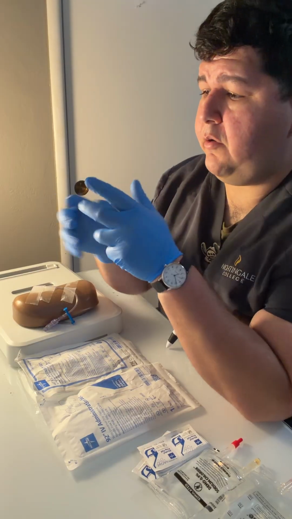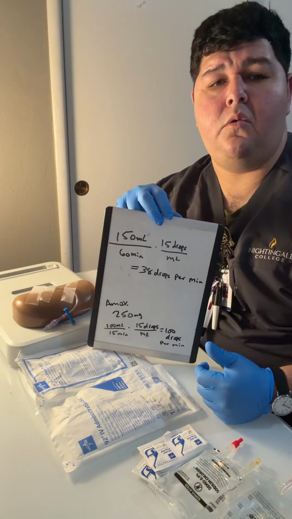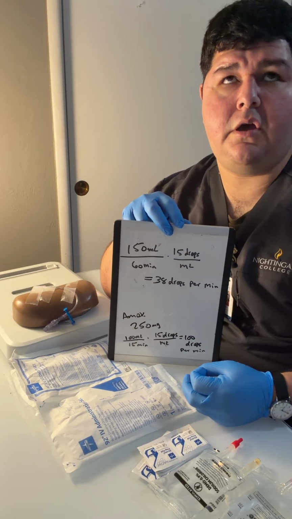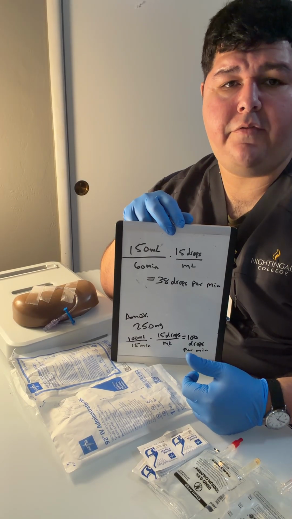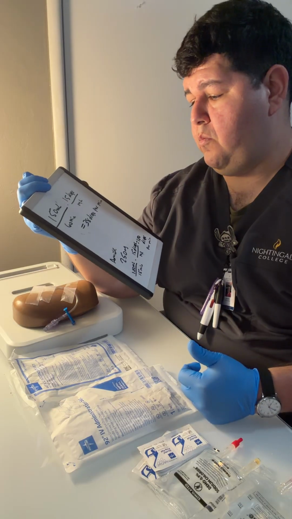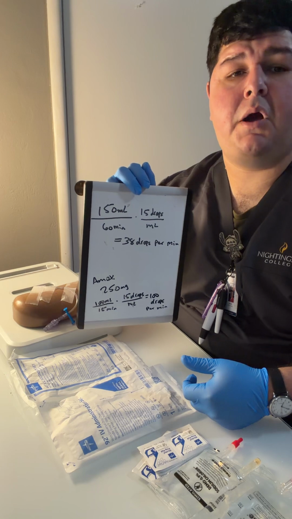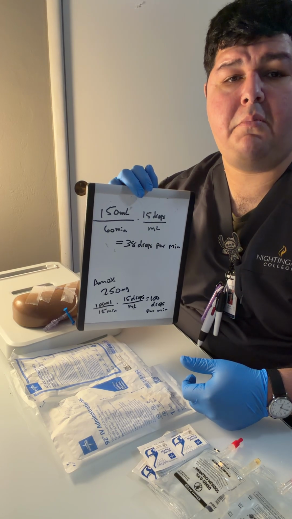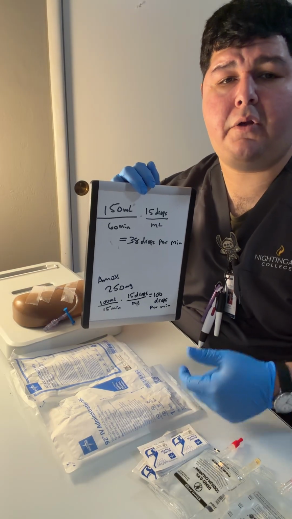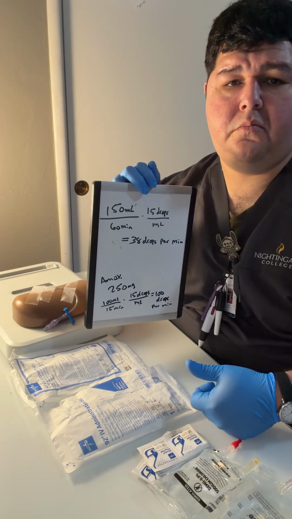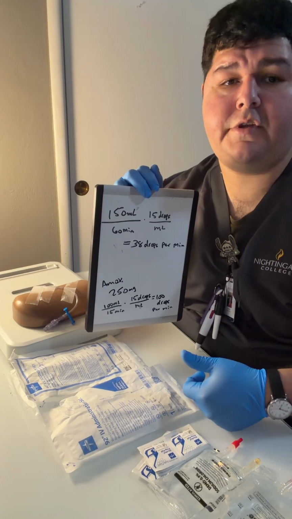So we're going to start with our calculations. For the fluid order of 150 mLs over an hour, which would be 60 minutes, at 15 drops per ml, would give us 38 drops per minute. For the amoxicillin, it was ordered 250 milligrams, which would be 100 mLs over the 15 minutes with our micro drip set tubing, at 15 drops per ml would be 100 drops per minute essentially.